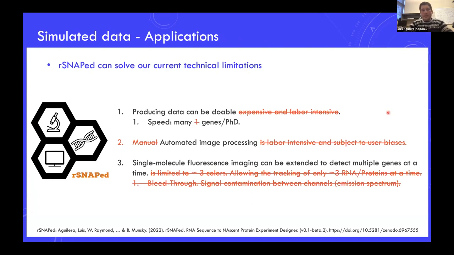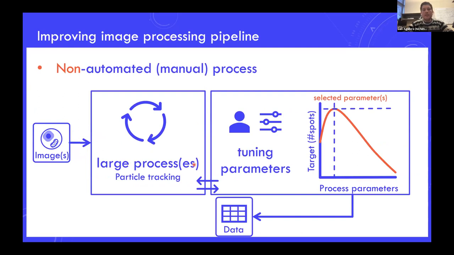So the idea is that with this kind of library, we can eventually solve all technical limitations. So I want to say that by producing a lot of simulated data, a lot of experimental data can be doable, and we hope that we can speed up the number of genes that we can produce per PhD. We are also trying to automate all the image processing. And then the final thing that we are planning to do is to extend the number of colors that we can detect in an experiment.